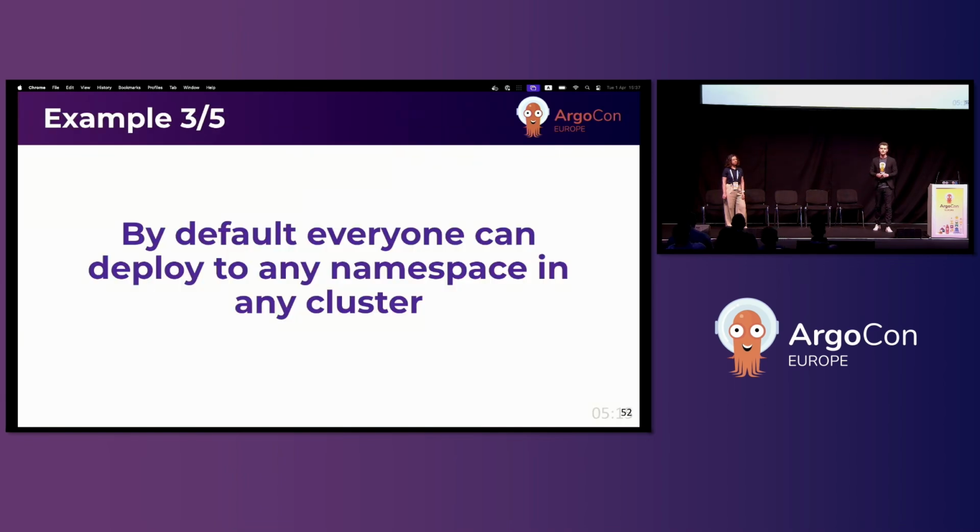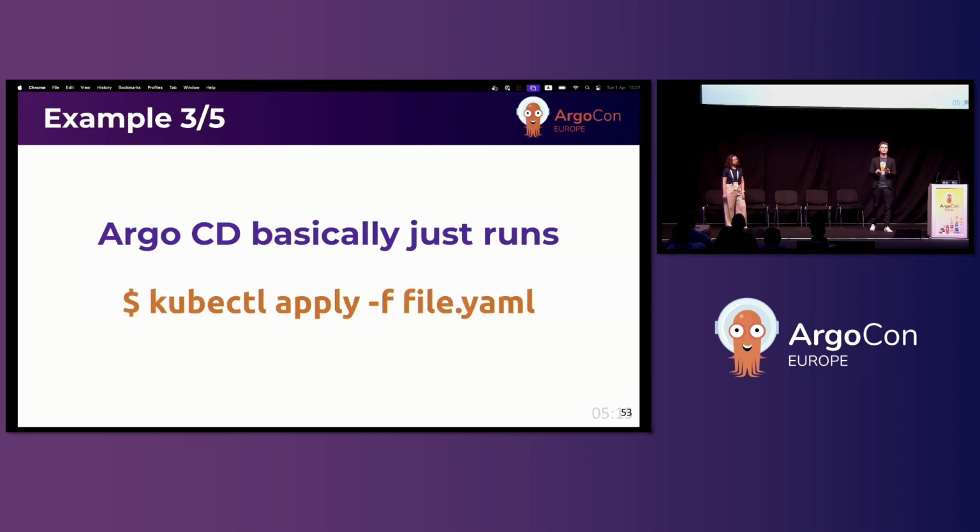Third example is, by default, everyone can deploy into any namespace in any cluster. And let's remind ourselves, when Argo CD reads some manifest and wants to apply it to a cluster, it's basically the same as if you from your local machine would run kubectl apply with that resource. Because if that resource exists already in the cluster, it basically just overrides it. So you can see Argo CD as an engine for overriding pretty much any resource in the cluster. And when you put it like that, then it sounds very dangerous.